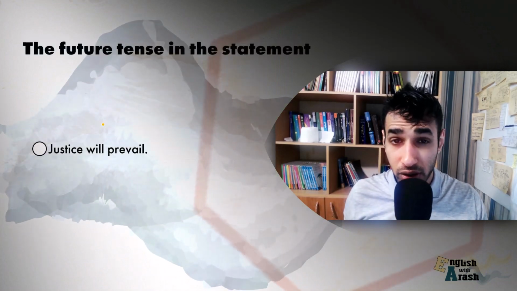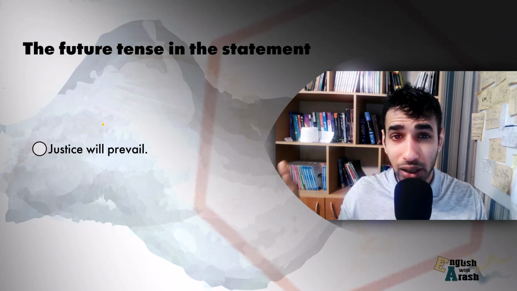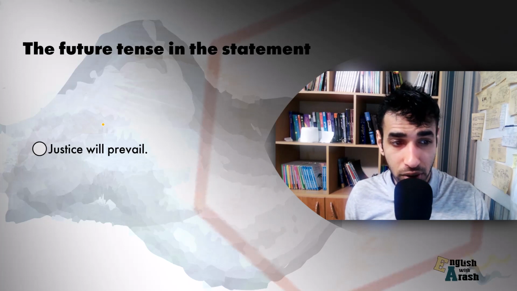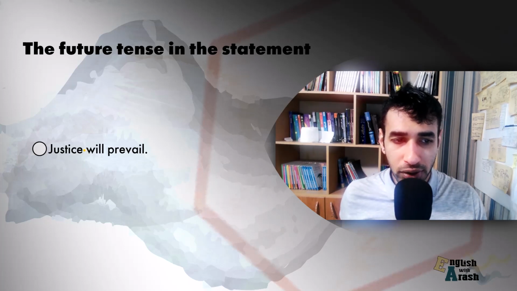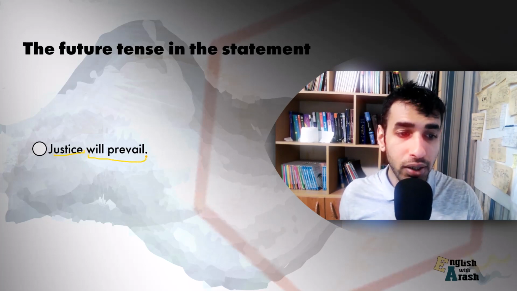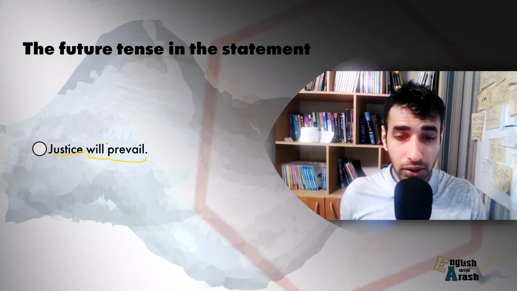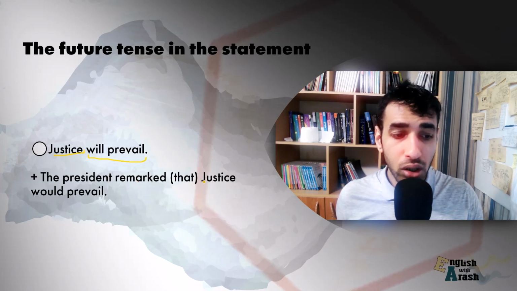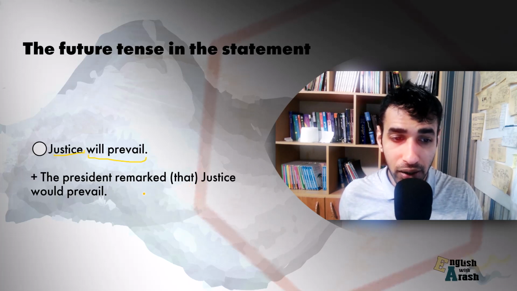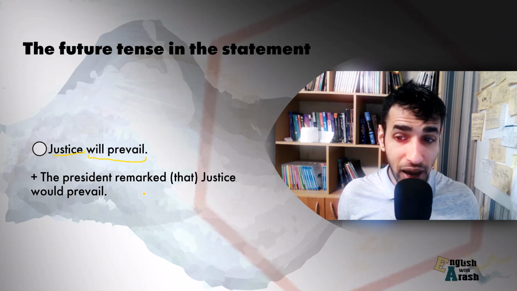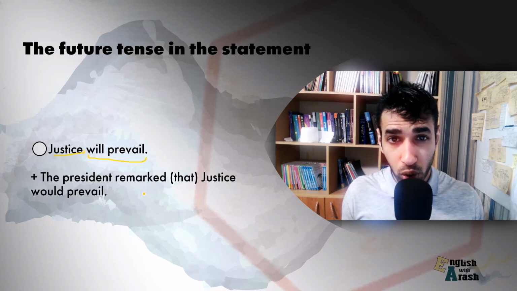Now the future tense in this statement. Justice will prevail. How should we report it in English? Justice is our noun, and will prevail is our verb in the future form. Will changes to would. In indirect speech, the president remarked, that is optional, justice would prevail. So the president remarked, commented, mentioned that justice would prevail. Prevail means to be more powerful or to win.